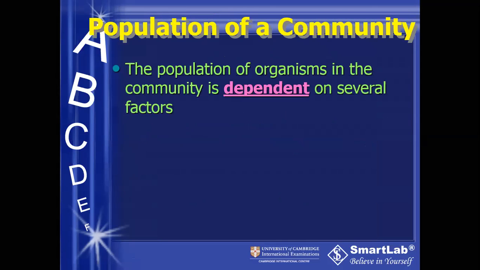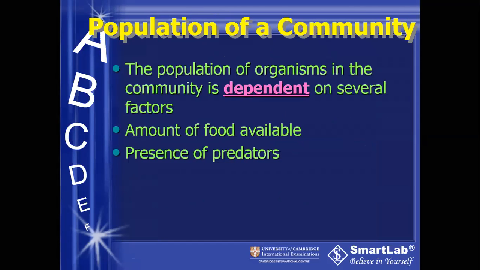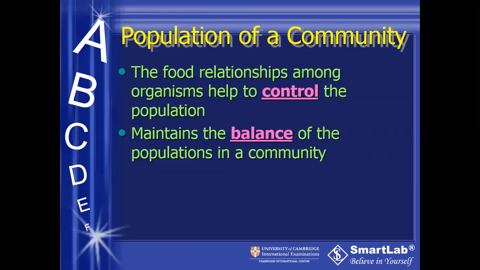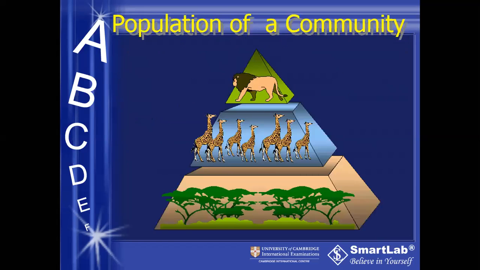So a population or community depends on several factors: the availability of the food, the presence of predators. So the food relationship among the organisms helps to control the population of the organisms living in a typical community. It also helps to balance the population in the community.